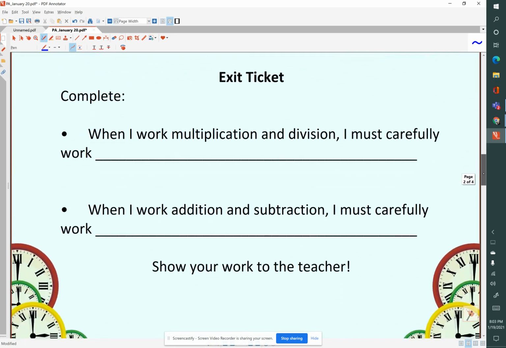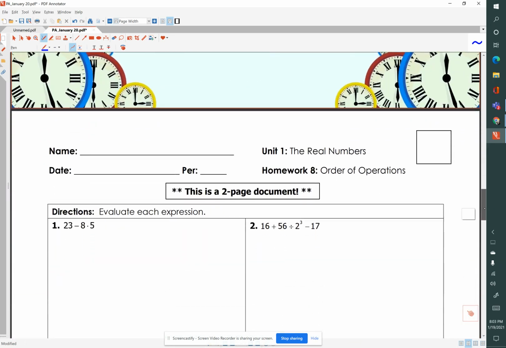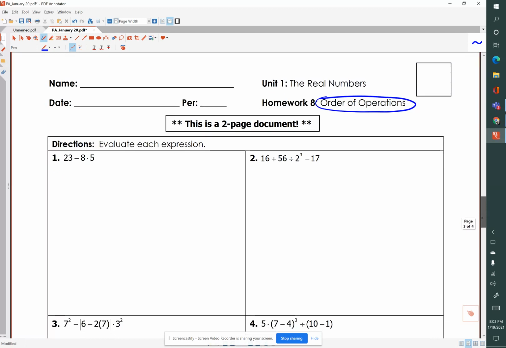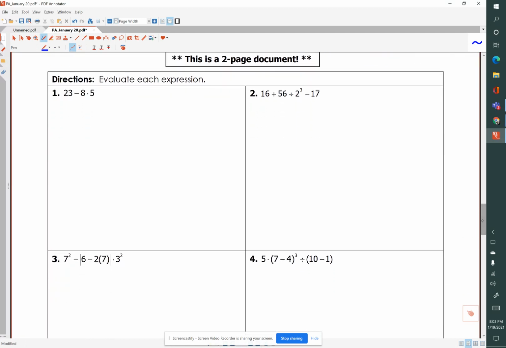We'll come back to our exit ticket in a couple of minutes, but let's get started with our order of operations. Okay, this was originally meant as a homework, but I think it's a great set of problems, and I think it's great classwork practice. So that's what we're doing with it.